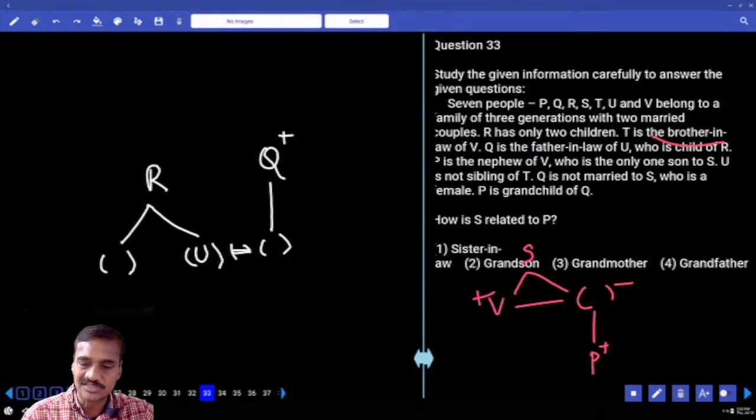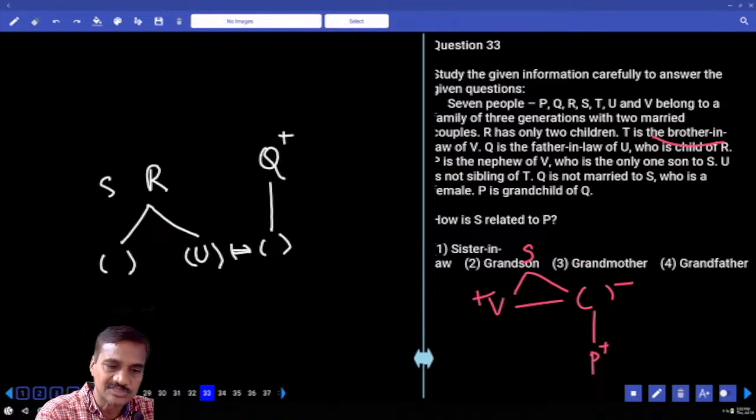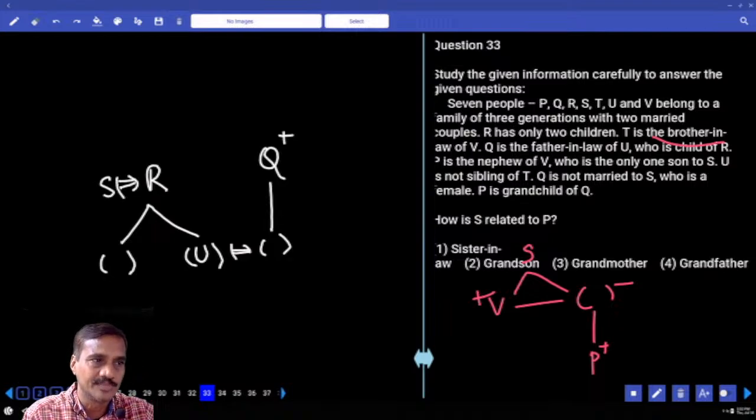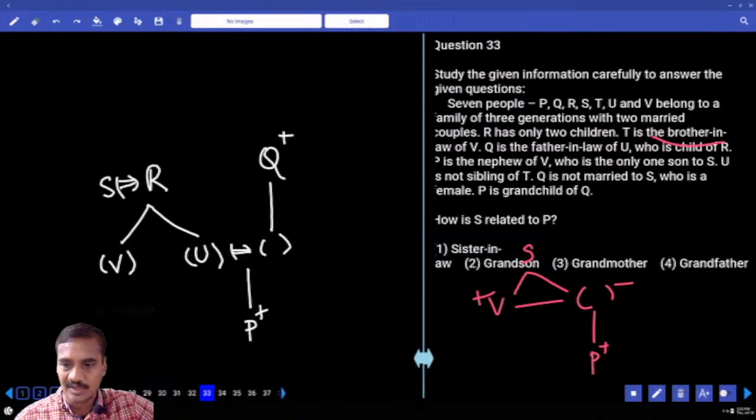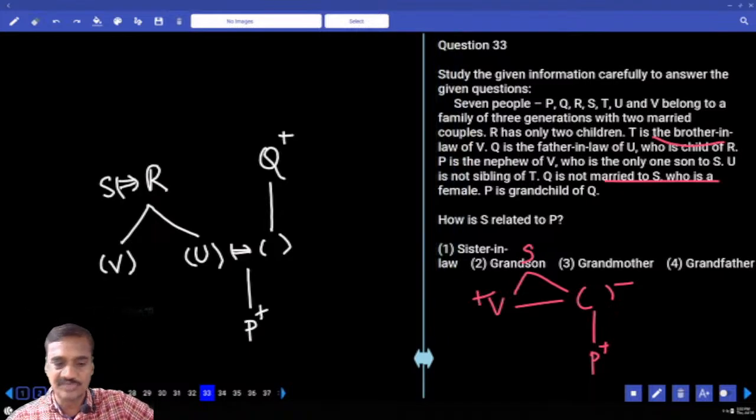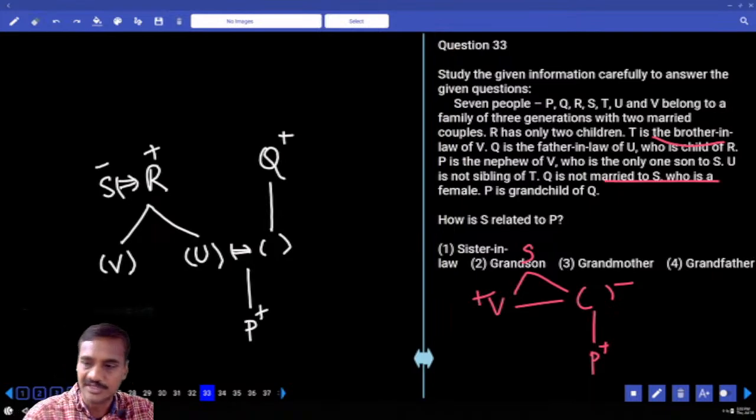Hence, this S is having 2 children. And this S must be married to whom? R. There are 2 married couples. Now P is the nephew of T. V must be here. 1, 2, 3, 4, 5, 6, 7. And next one, S is a female, R is a male. P is the grandchild of Q.